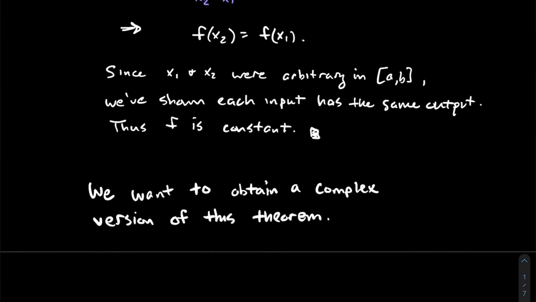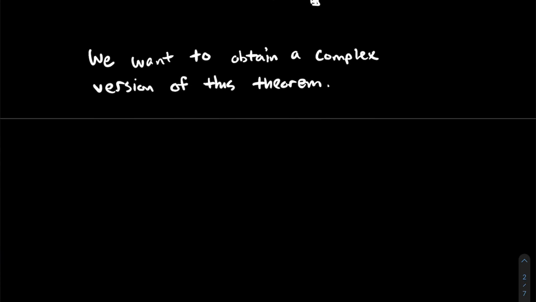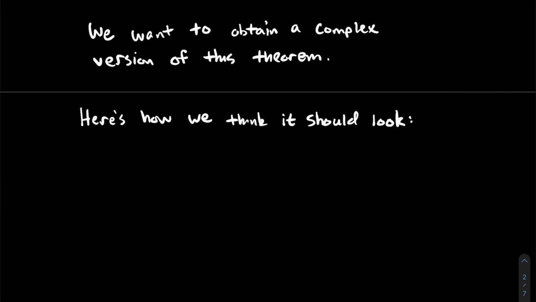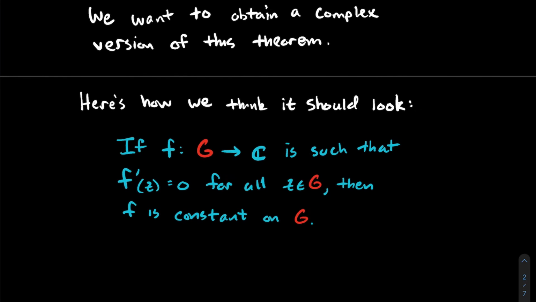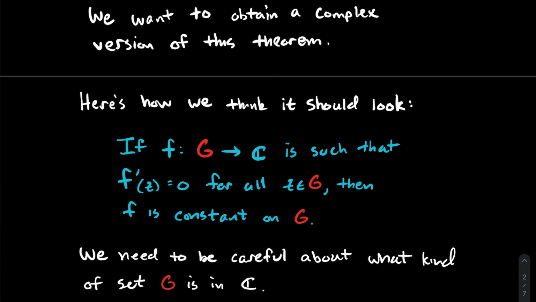Now what we would like to do is obtain a complex version of this theorem. And here's what we think it should look like. So if f is a function from G to the complex plane, so G is some subset of the complex plane, and if it's such that f prime of z is equal to 0 for all complex numbers z in G, then f is constant on G. So it looks exactly the same. You notice I just took it and kind of morphed it to fit the complex setting where G is some subset of the complex plane.